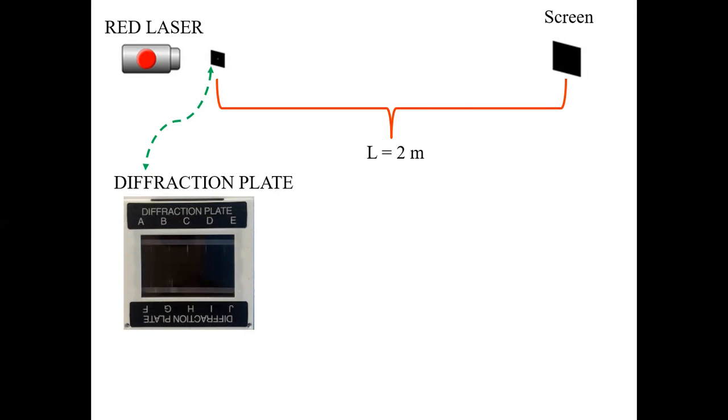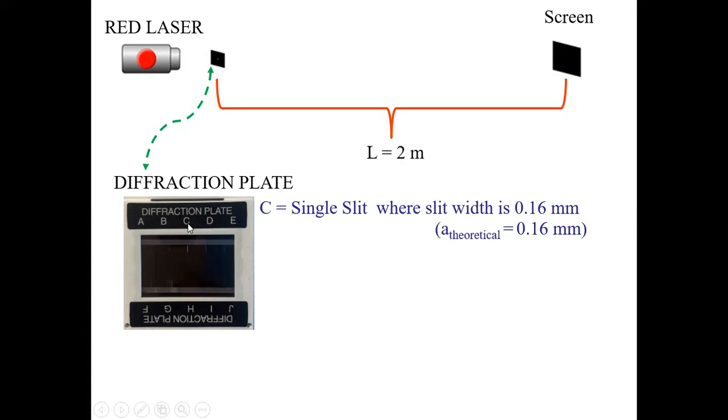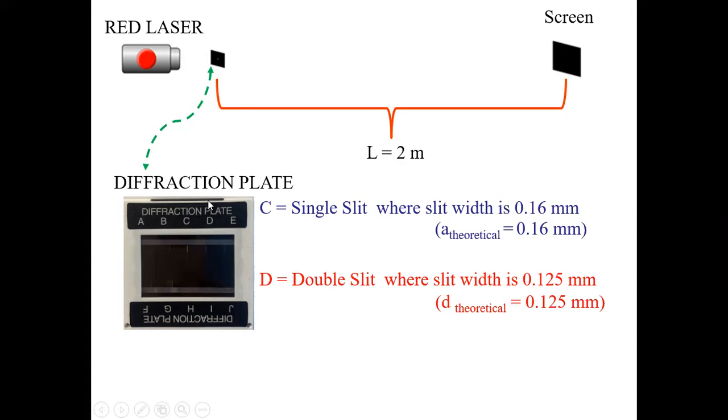When you are looking at it with the naked eye, we cannot see the fringe patterns clearly, but if you are careful enough, you should be able to see some opening slits over here. In this lab, we will be using the slit pattern at C, which is a single slit pattern with a slit width of 0.16 millimeters. And then we will also be using the slit pattern at D, which is a double slit pattern with a slit width of 0.125 millimeters.